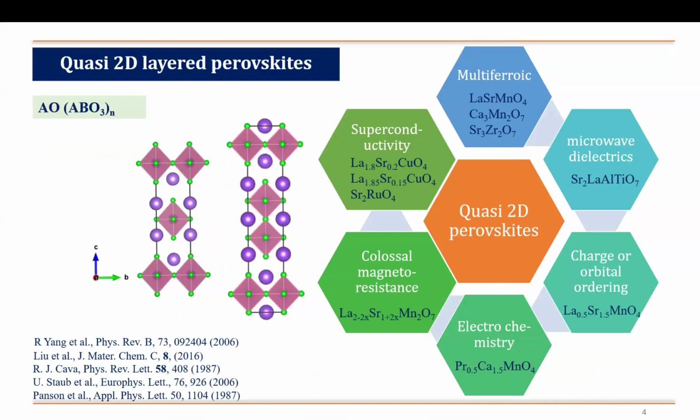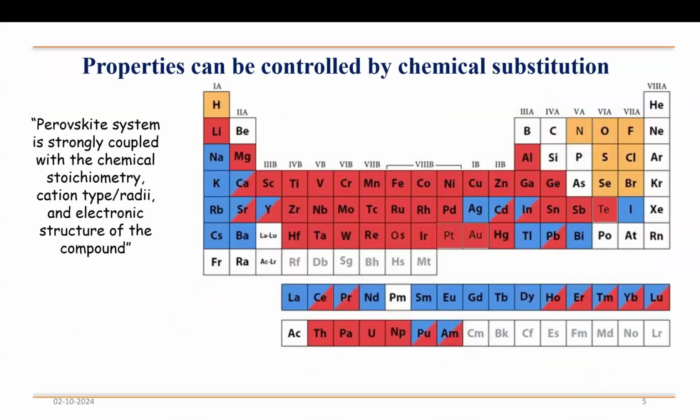Various properties such as superconductivity, multiferroic property, charge and orbital ordering were reported in Ruddlesden-Popper phases. They're also used in electrochemistry and as microwave dielectrics as well. So the main point is we can do chemical substitution in the A and B side so that we can control the properties, as there is strong coupling between the chemical stoichiometry as well as the electronic structure of these compounds.